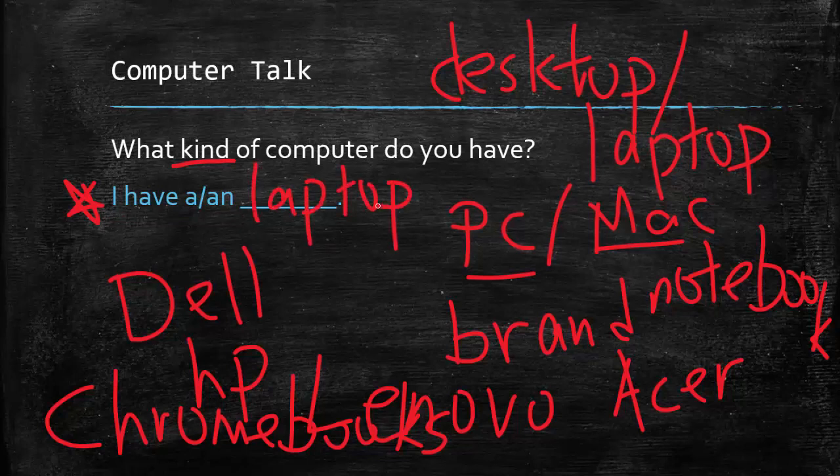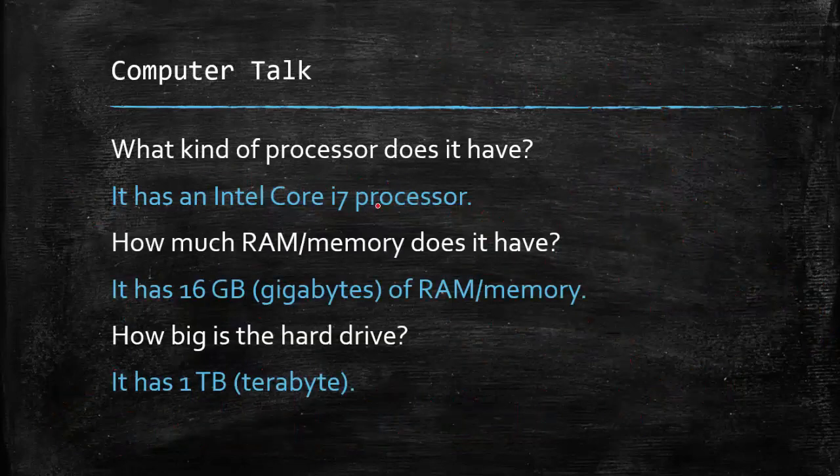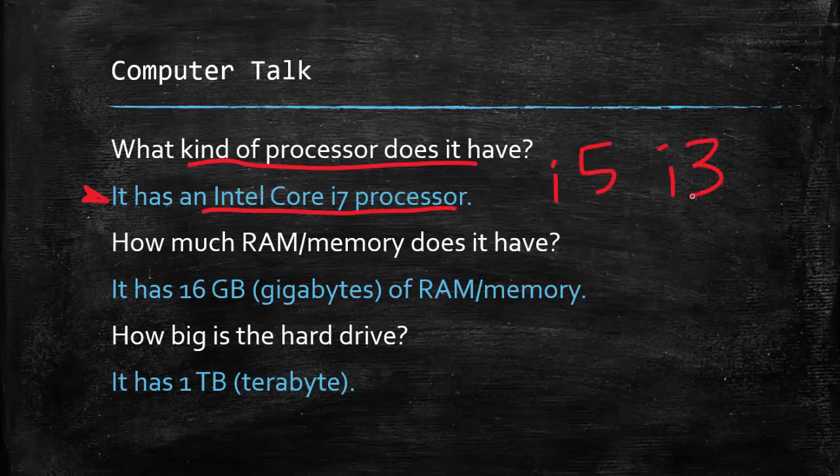Okay. All right. What's another question that people ask? Another common question is, what kind of processor does it have? You can say it has an Intel Core i7 processor, or maybe you have an i5, maybe you have an i3, maybe you don't have Intel at all. Maybe you have an AMD processor. So again, there are many different types of processors.